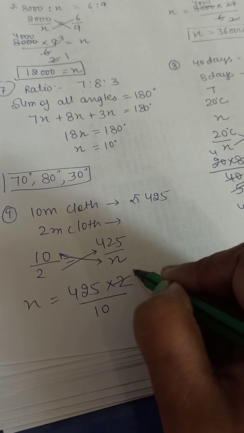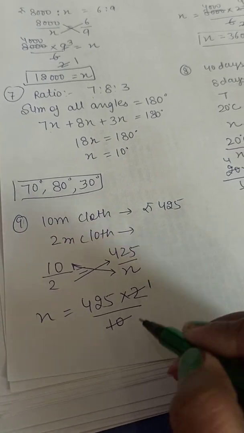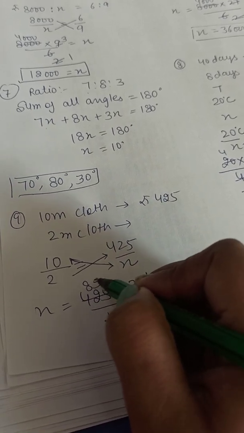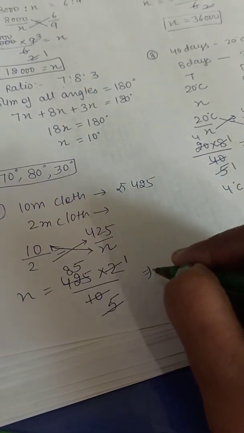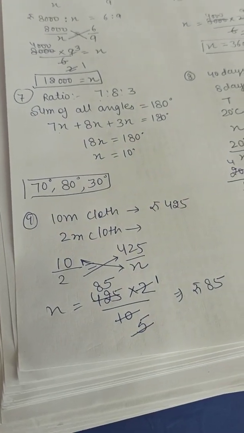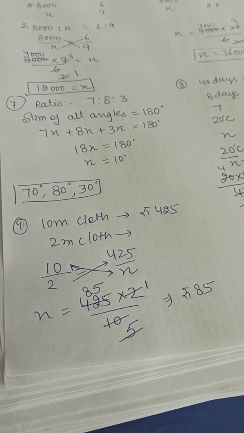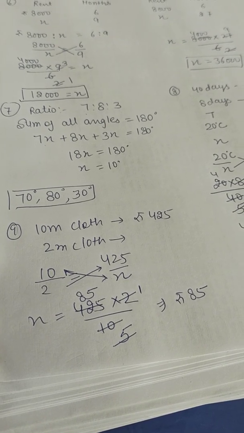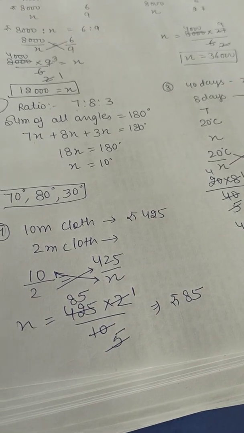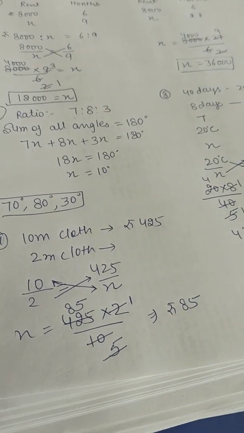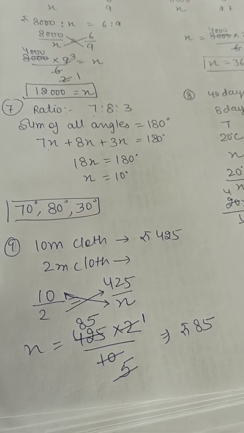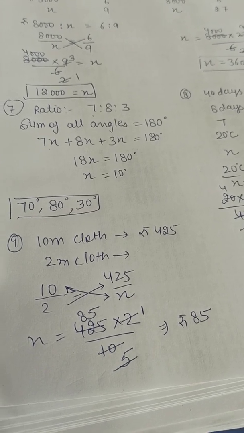This 10 cut by 2, 2 ones are 2 and 2 fives are 10. Now 5 eights are 40 and 5 fives are 25. It means amount is rupees 85. So you can see the cost of 2 meter cloth is rupees 85. Right. Next, question number 10.